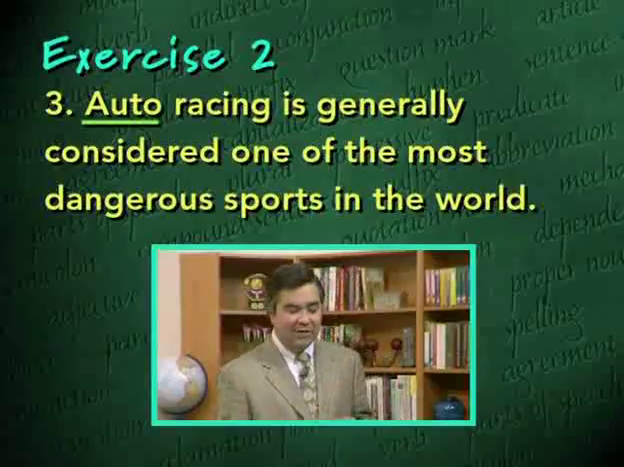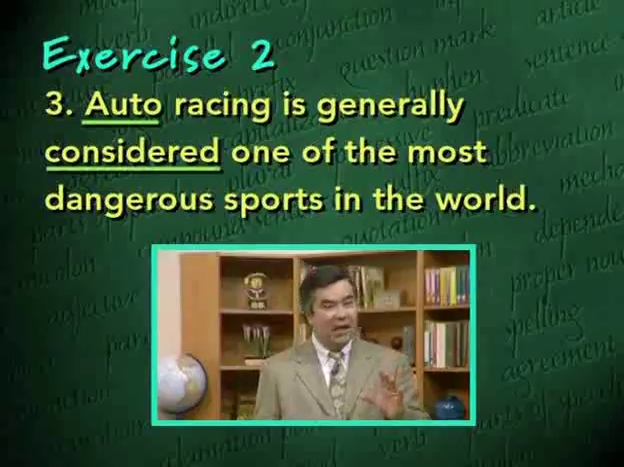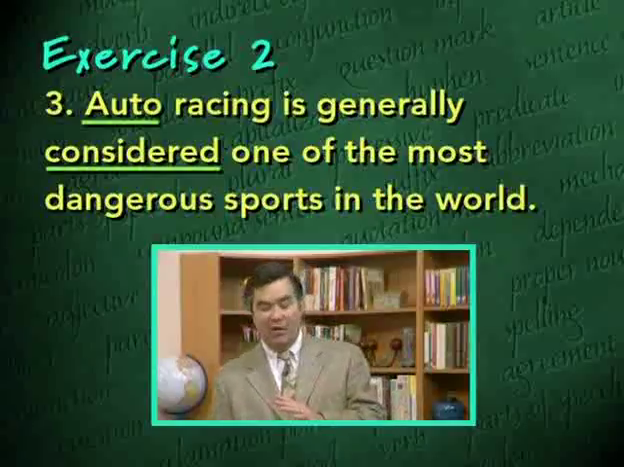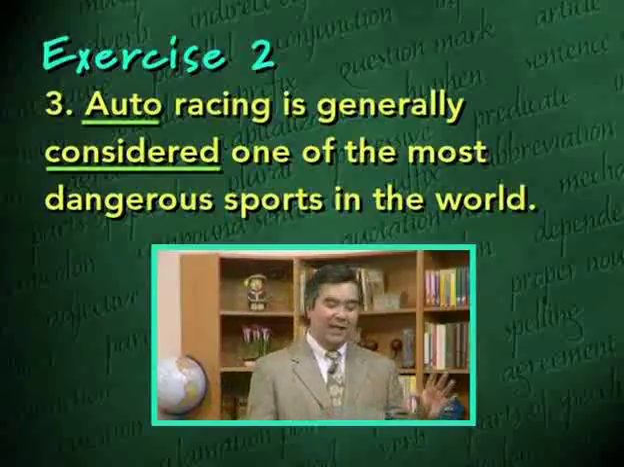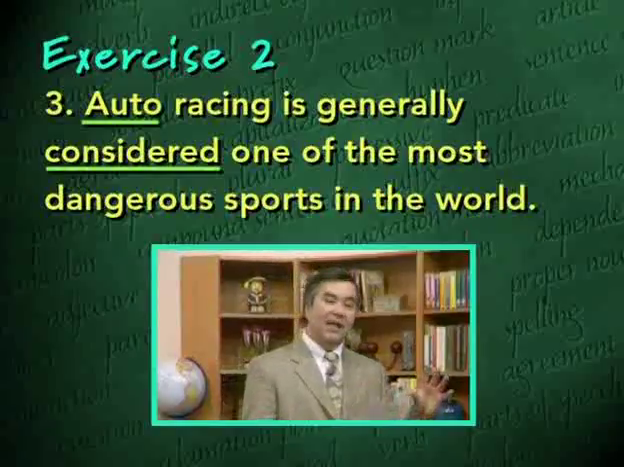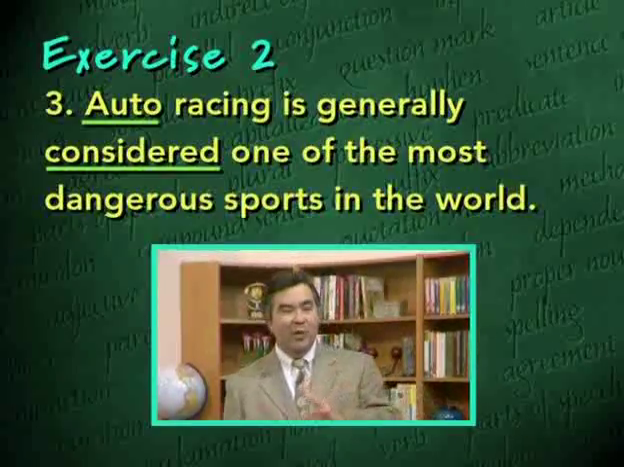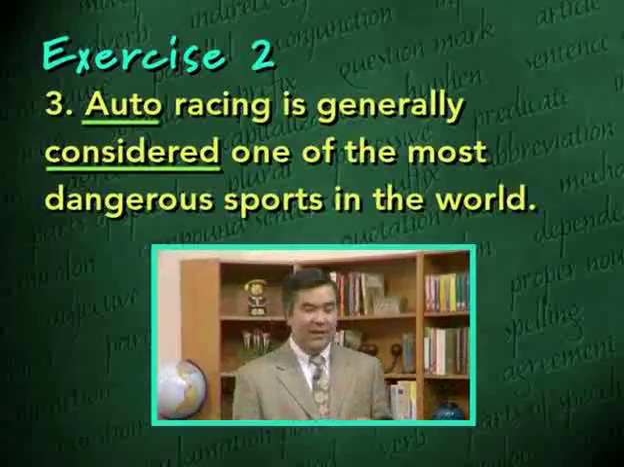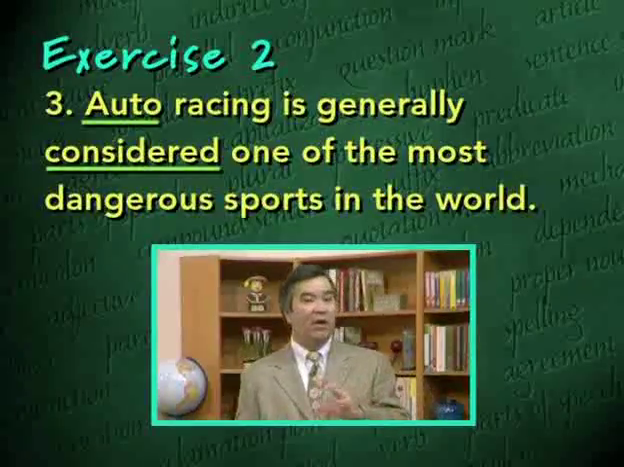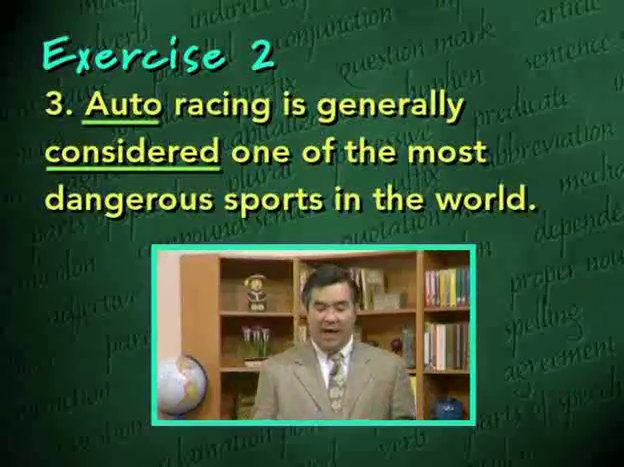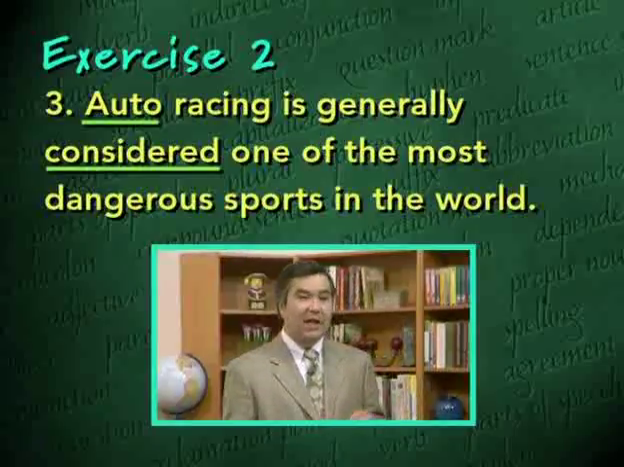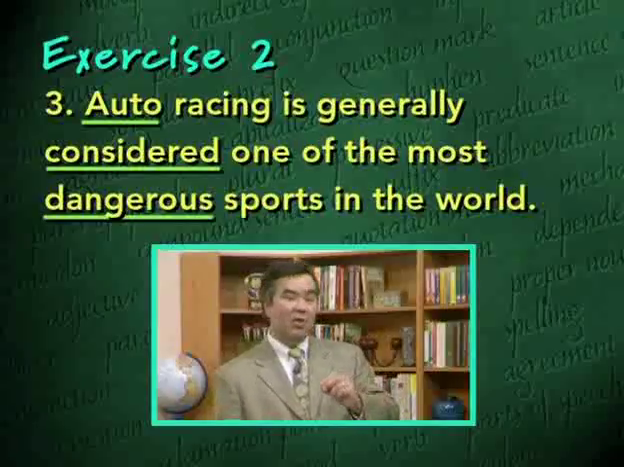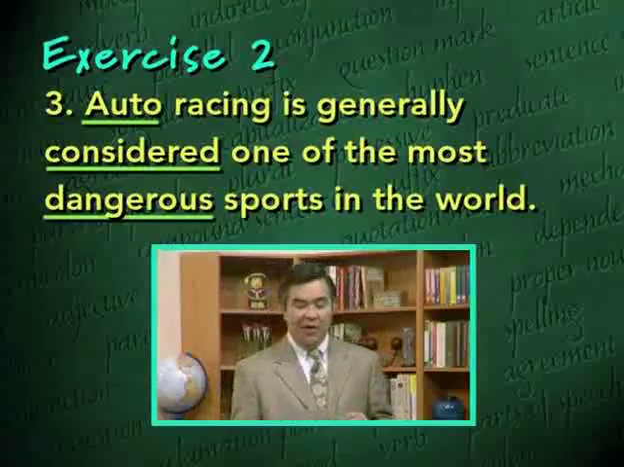Auto is an adjective. Considered is another word which, in this particular sentence, could be considered either an adjective or a verb. It could be considered part of the verb phrase is considered, or it could be considered an adjective which is linked to the noun racing by the be verb is. So considered could be considered an adjective or a verb, depending on which term you happen to prefer. Either one could be correct. Dangerous is another adjective. In this sentence, it modifies or gives more information about the noun sports.